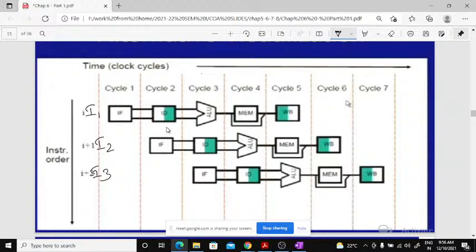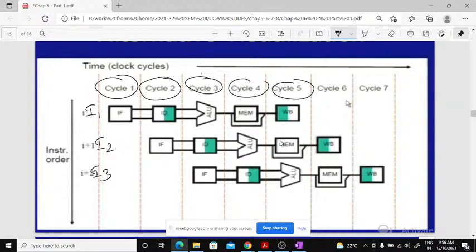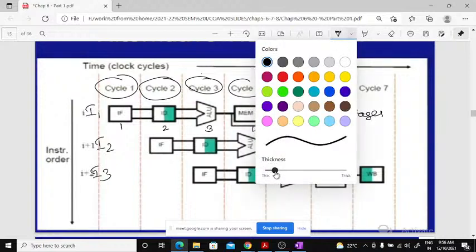I hope my contents are visible. Okay, this is with respect to cycle. Cycle 1 means clock cycle 1, cycle 3, cycle 4, cycle 5. So it is a 5-stage pipeline. One instruction passes through instruction fetch, instruction decode and read register, then execution unit, then data memory, that is one stage, and write result. So there are five stages, which means one instruction will pass through five stages.